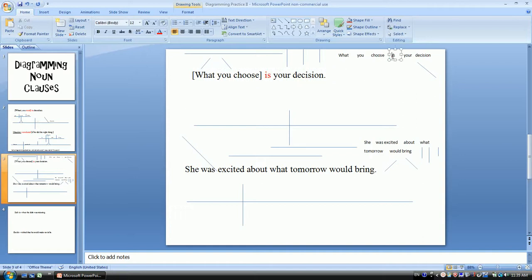So we're going to slide is down because we know where that one goes. Sliding it down. And we've got our diagonal line because we know that decision is a predicate nominative. Sliding this down. And then we know to create our pedestal for our noun clause. We plop it here in the front because it's functioning as the subject.